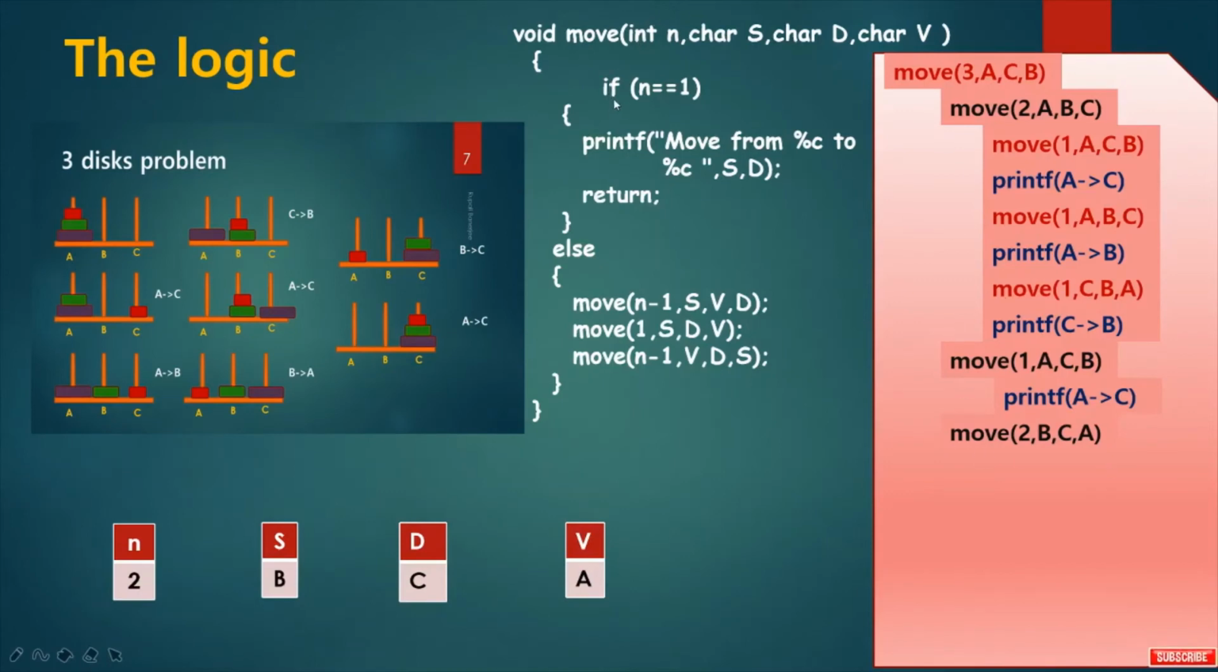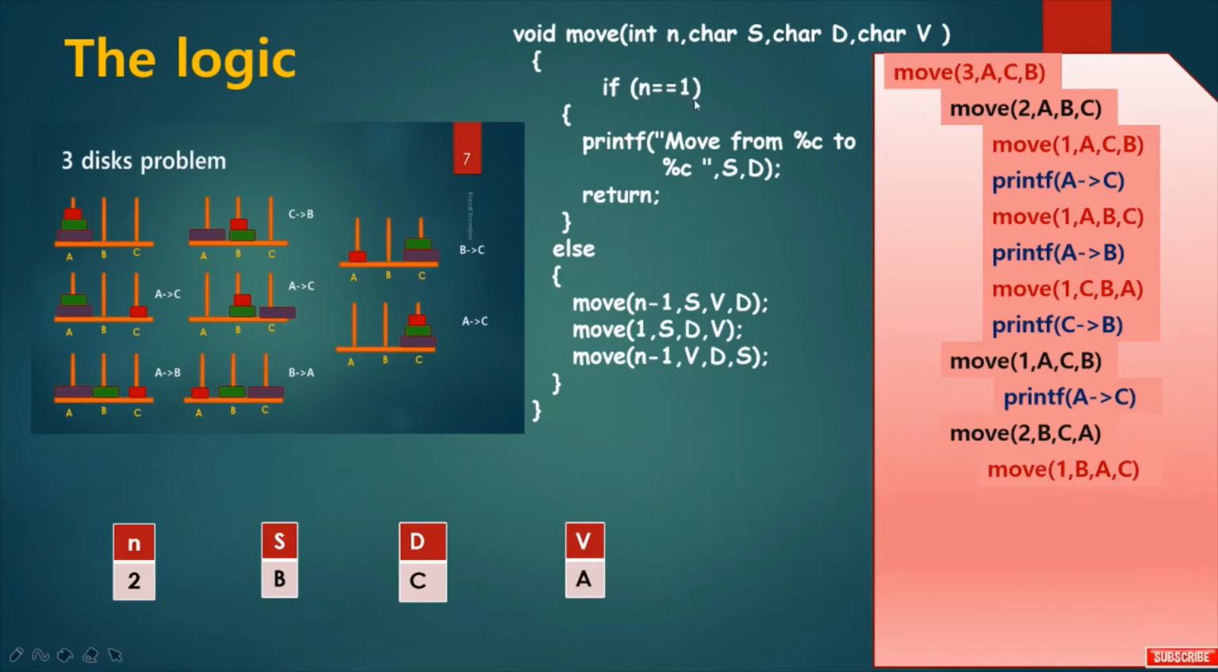Now check if n equals 1. No, here n equals 2. So come here. Our first line is move n minus 1 SVD. So move n minus 1, that is 1. S means what? S means B. V means what? V means A. And D means what? D means C. That is move 1 BAC. Call this function.